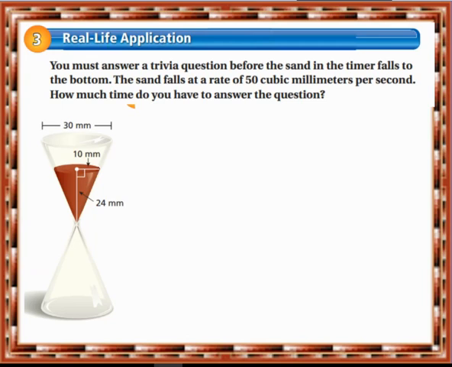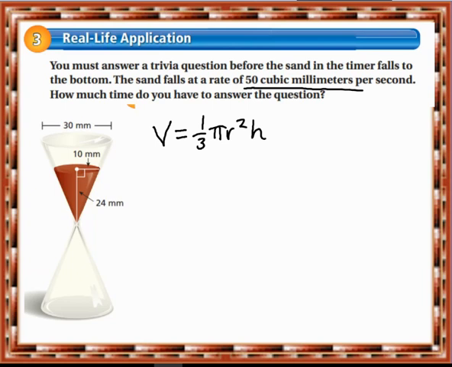So it says you must answer a trivia question before the sand in the timer falls to the bottom. The sand falls at a rate of 50 cubic millimeters per second. How much time do you have to answer your question? So first we have to find the volume of the sand and then use this to find out how much time it would take. So formula, volume equals 1/3 pi r squared h.